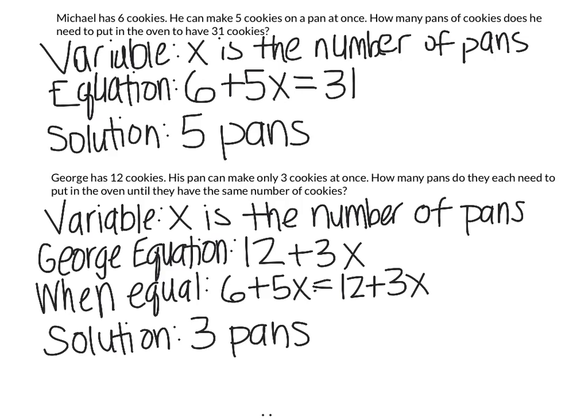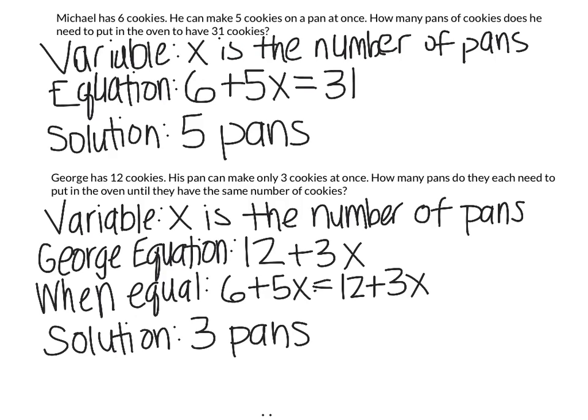These are the answers that you should have. So in my case, for the variable, I picked x. You might have picked another letter, but either way, whatever variable you picked is the number of pans. If we look at the question, the thing that we're counting that we do not know is the number of pans. We know how many cookies we want, but we don't know how many pans we should have. So x is the number of pans.